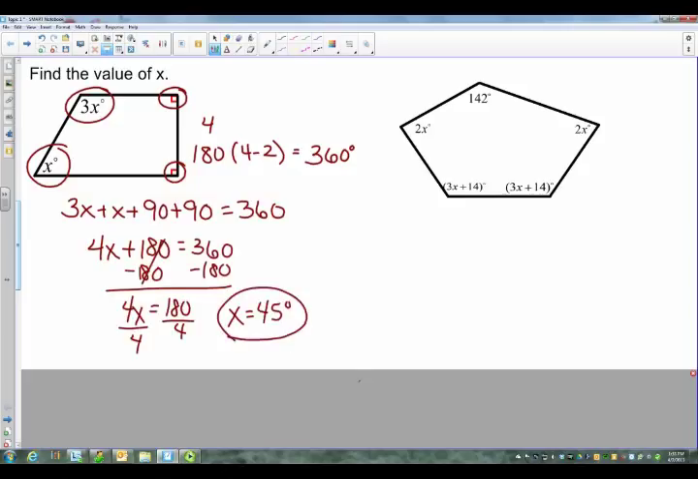And that's your answer. So here this would be a 45 degree angle. This would be a 135 degree angle, just taking 3 times 45. Alright, using that same concept, please pause the video, go through, and try this second example.